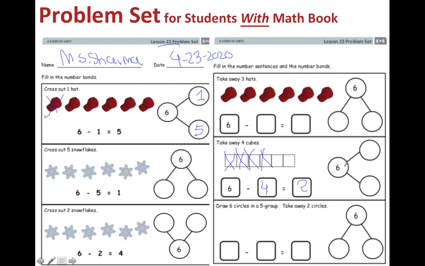So I already have 6 here. What 2 numbers are missing? So I can put a 4 because I took 4 away, and 2. The way I would show 4 in the number bond is I can cross it off to show that I took 4 away. Remember, this is the problem set for students with the math books. I want you to do this one, this one, this one, and this one by yourself.